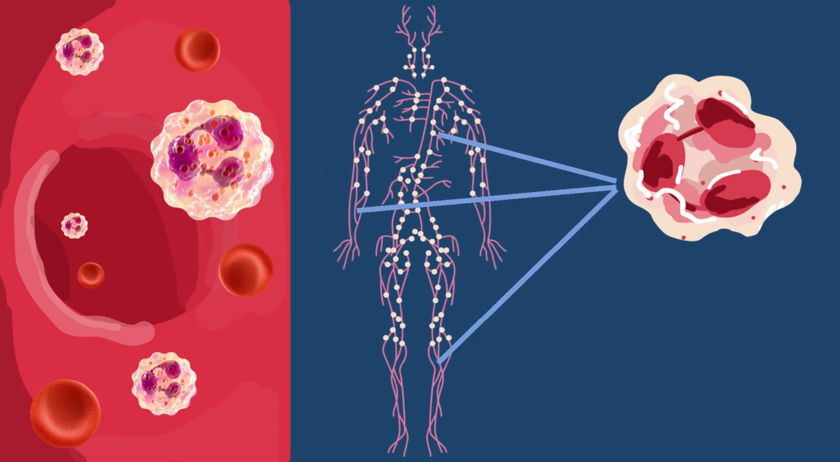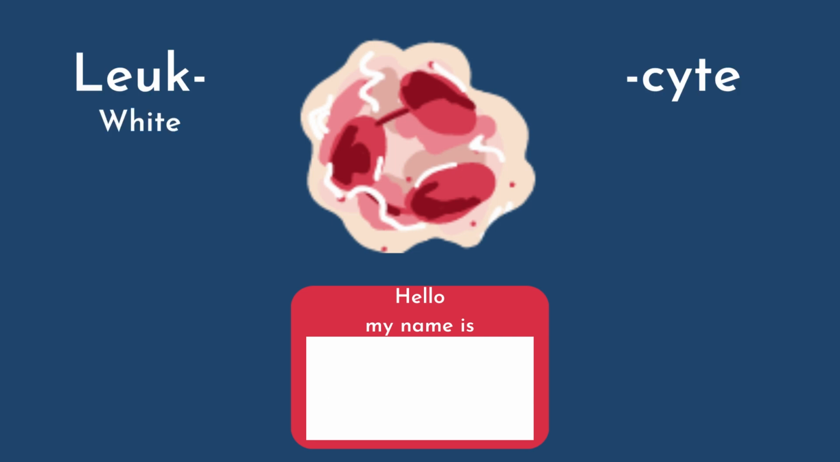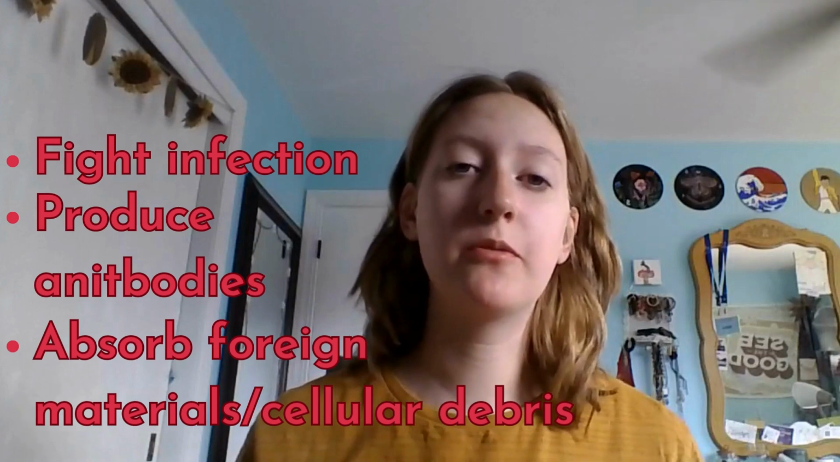In your body's circulatory system, you have cells called leukocytes. Leuk comes from the Greek word white, and cyte comes from the Greek word cell. And another name for them is, you guessed it, white blood cells. White blood cells help fight infection, produce antibodies, and absorb foreign material as well as cellular debris. By doing this, they keep us in homeostasis. That means that our body's internal environment is staying stable.